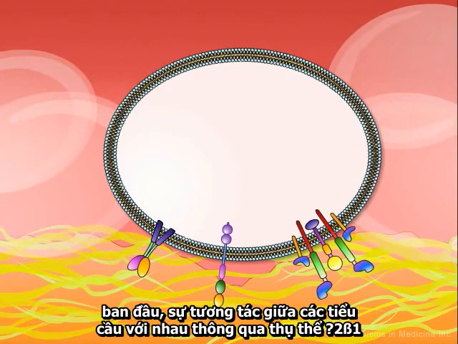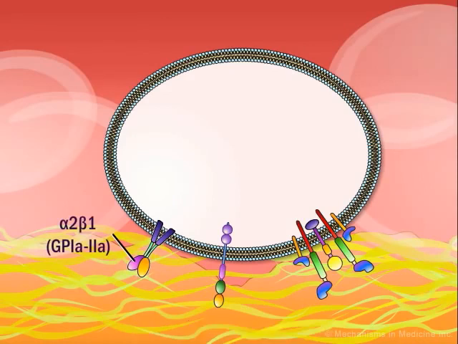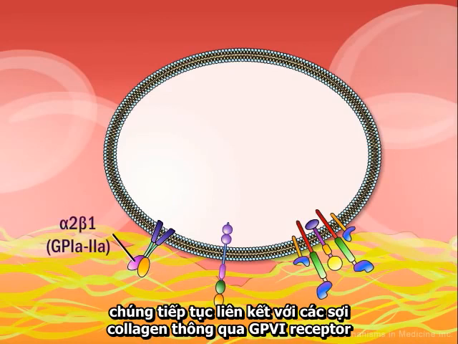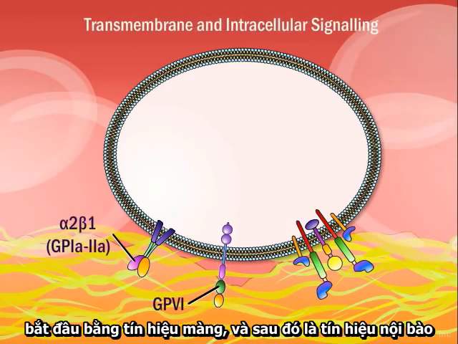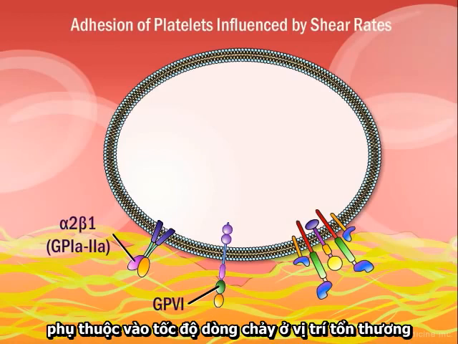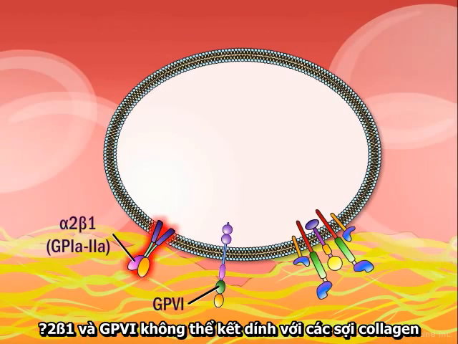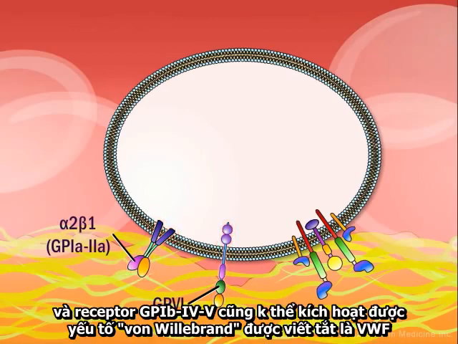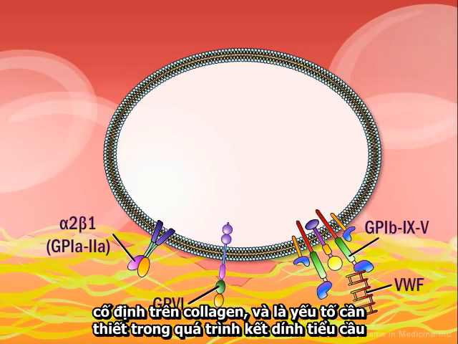A number of adhesive receptors on the platelet surface membrane interact either directly or indirectly with collagen. Initial binding of platelets is considered to occur via the integrin alpha-2 beta-1, GP1a/2a receptor, which allows for further binding to collagen via the GP6 receptor, initiating transmembrane and, subsequently, intracellular signaling. Adhesion of platelets to the exposed subendothelium is influenced by shear rates. At high shear, alpha-2 beta-1 and GP6 are not sufficient to initiate binding to collagen, and binding of the GP1b-IX-V receptor to von Willebrand factor, abbreviated here as VWF, that is immobilized on collagen, becomes essential in platelet adhesion.